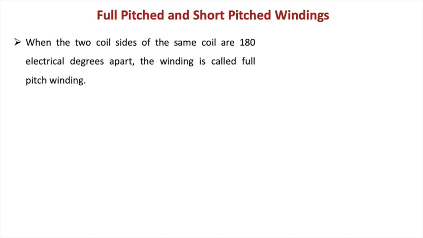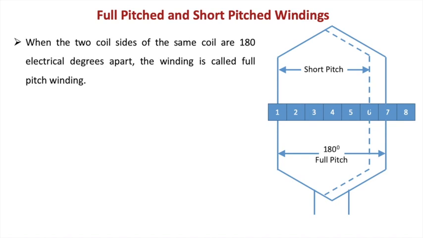Full pitched and short pitched windings. When two coil sides of the same coil are 180 degrees electrical apart, the winding is called the full pitch winding. So over here you can see the electrical degrees are complete from 1 to 7. So if the coil sides are in 1 and 7, then the complete electrical 180 degrees is covered, and therefore this is known as a full pitch coil.